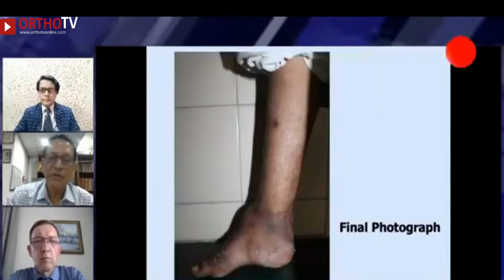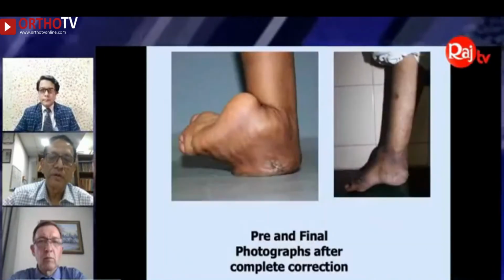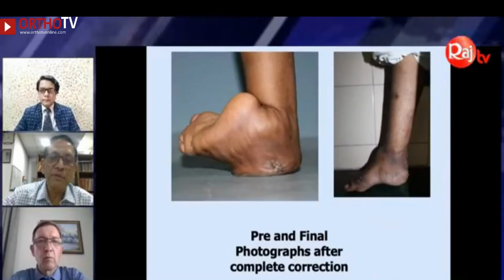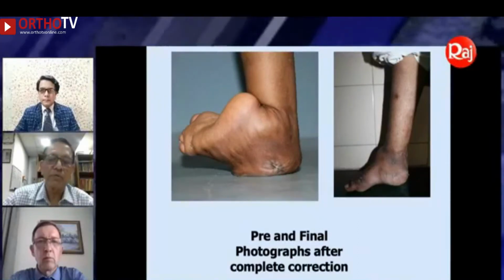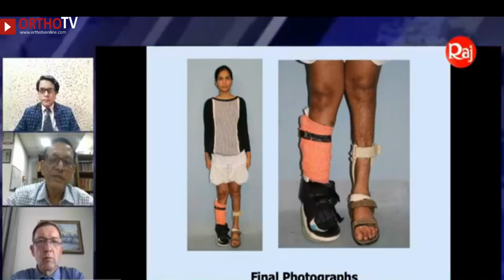So it's a very fantastic result. It is the final photograph of the girl. This was pre-operative, and this is the final photograph of the complete correction. You can see the girl, how beautiful.